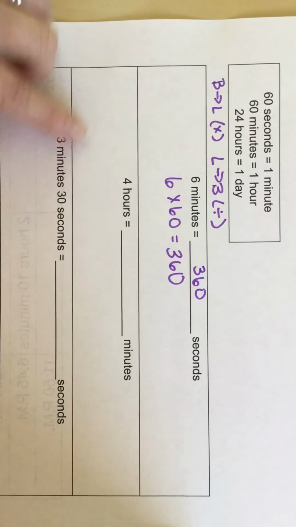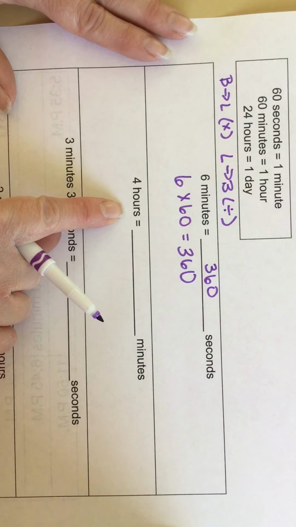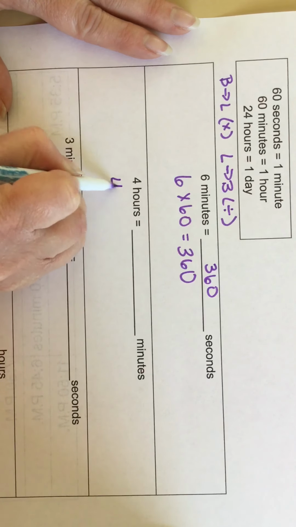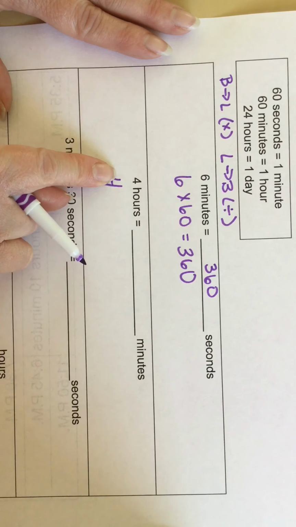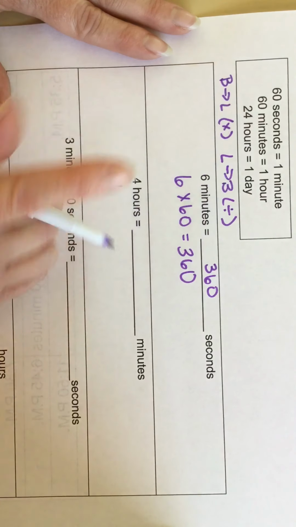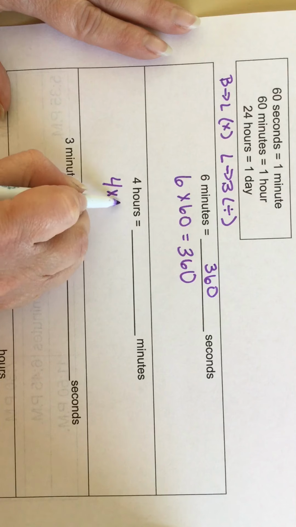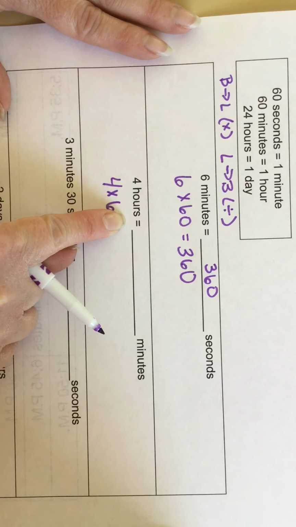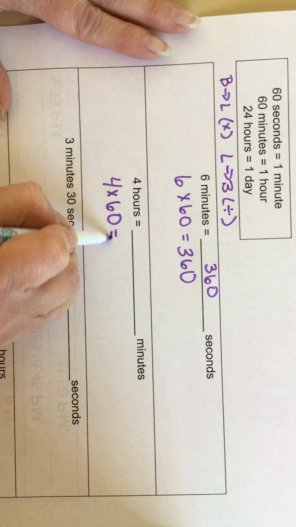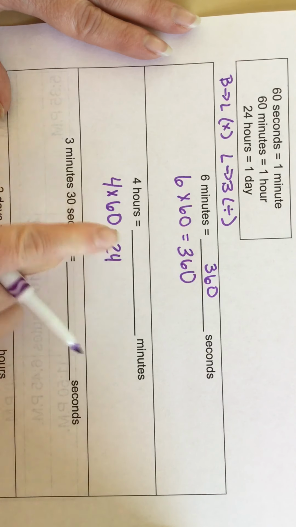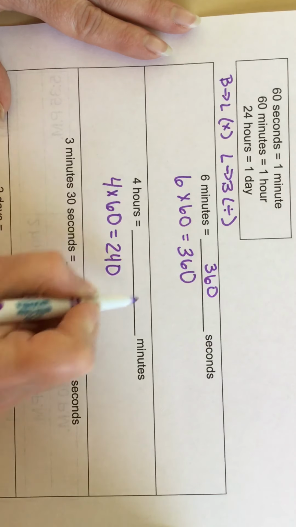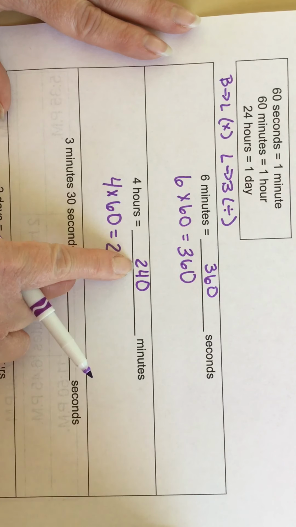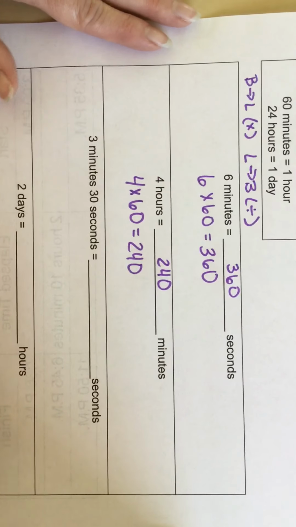The next one is 4 hours, and I need to know how many minutes are in 4 hours. So we're going to take 4 times 60 again, because there are 60 minutes in 1 hour. And again, take your 0 off and multiply 4 times 6, which is 24, and then add your 0 back. So then there's 240 minutes in 4 hours.